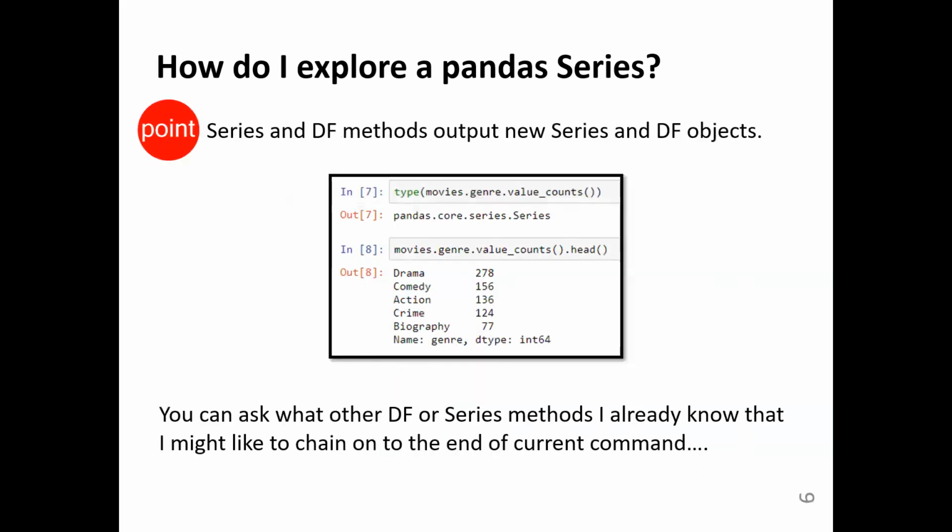Bravo. Okay. Now the point is that series and data frames generate other series and data frames. For instance, if you say movies.genre.value_counts, it generates another series. If you simply say type, it shows the result is nothing but a new series. And like any series, you can apply head and it shows the first 5 elements.